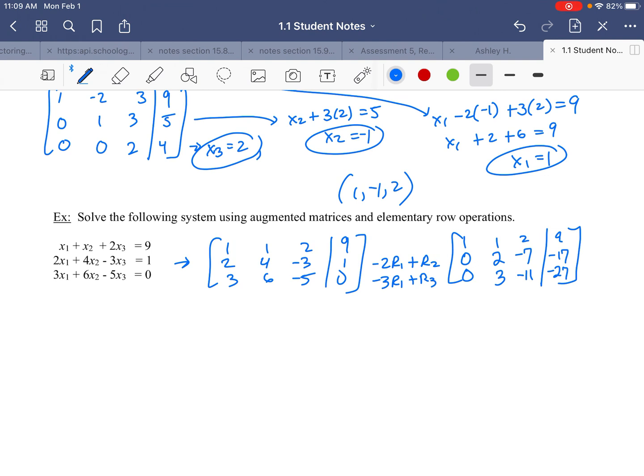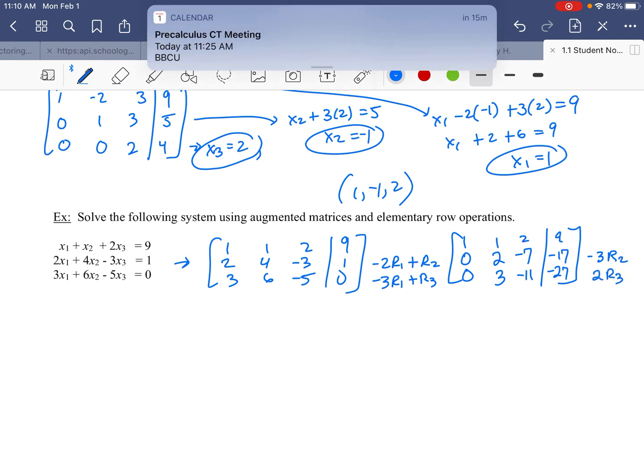Oh, so this has turned into a bit of a nightmare. So let's see. I'm going to do negative 3 times row 2. And then I'm going to do 2 times row 3. Okay, so 1, 1, 2, 9. This gets me 0. Let's see, negative 6, 21. 3 times 17 is 51. And down below I get 0, 6, and let's see, I get negative 22. And then 54.